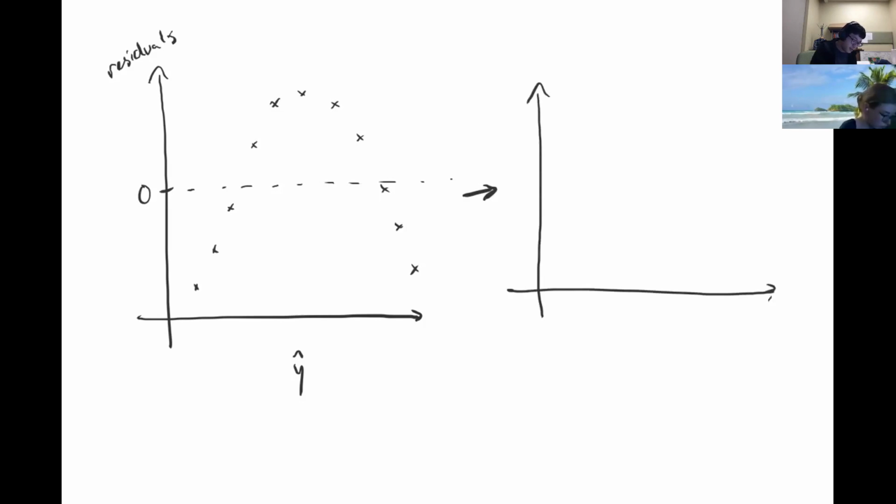Okay, and so what might this look like in the XY graph? If our fit looks like this, we've got a couple negative points, right? So maybe something that looks like this, and then a couple positive points. Okay, wait, I can draw this better, hang on. So something that might look like this.